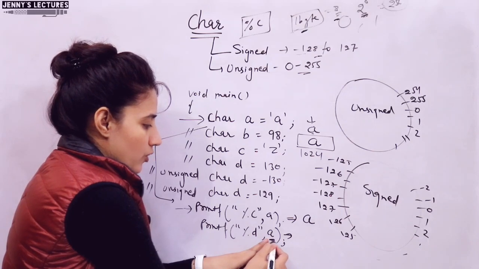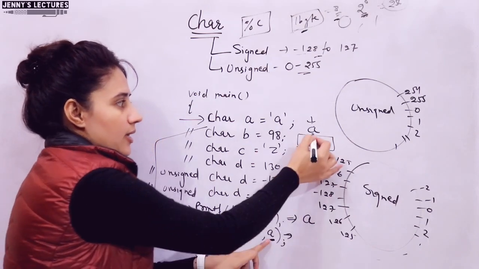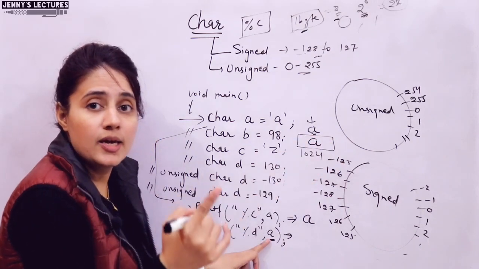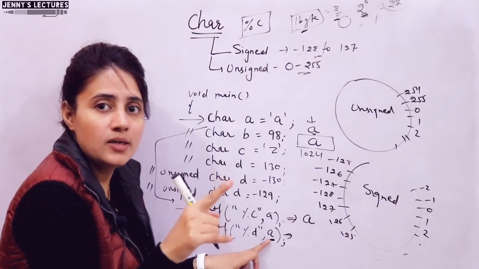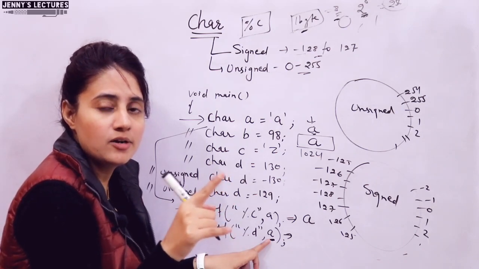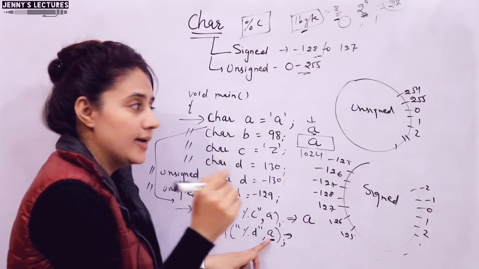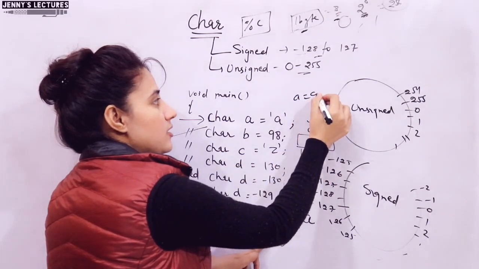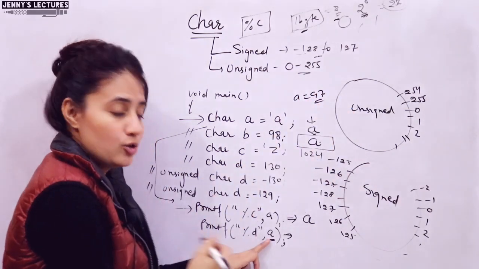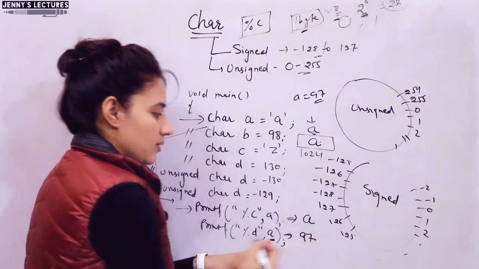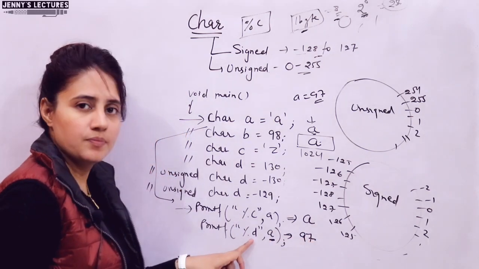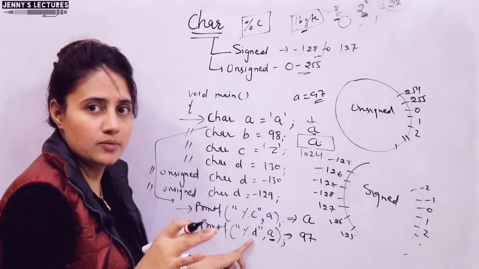What is going to be printed? Whatever value is stored in this variable A. Now in A we have stored the binary form of which number? 97, because small a is 97 in ASCII code. So it will now print 97 with %d. I hope you are getting my point.